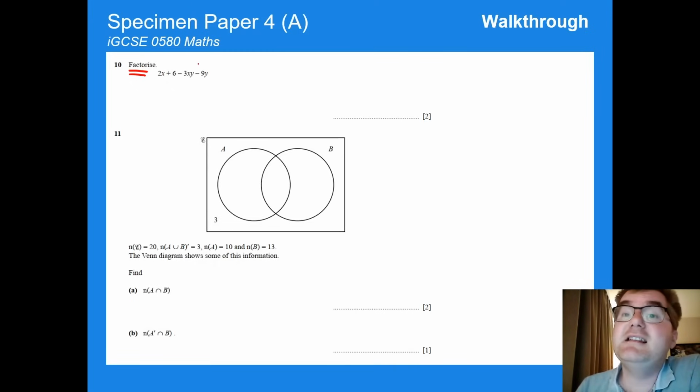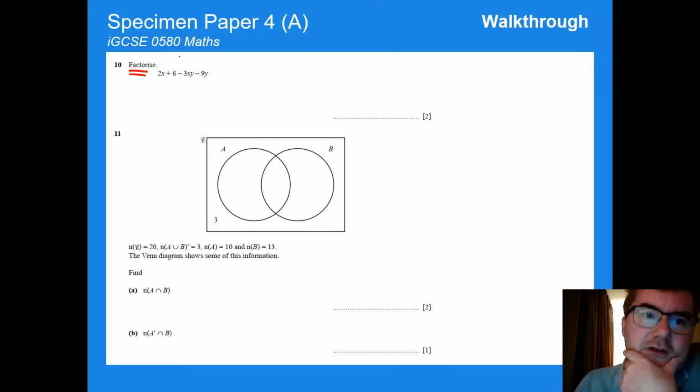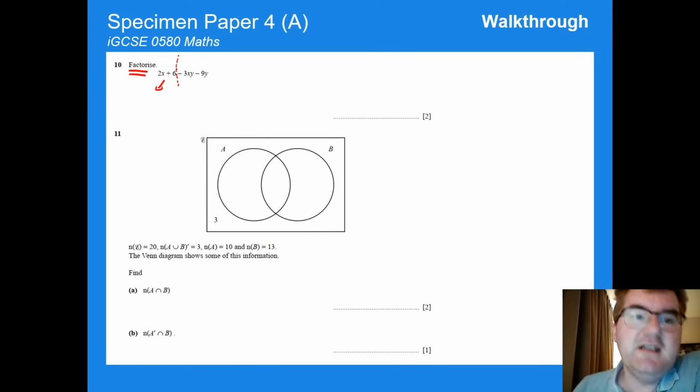They generally do this nicely, so it can actually go into double brackets. Let me show you what I mean. So I'm going to draw a line down the middle, separating it into 2 parts. Now here, I'm going to see what I can factorize in this 2x plus 6.